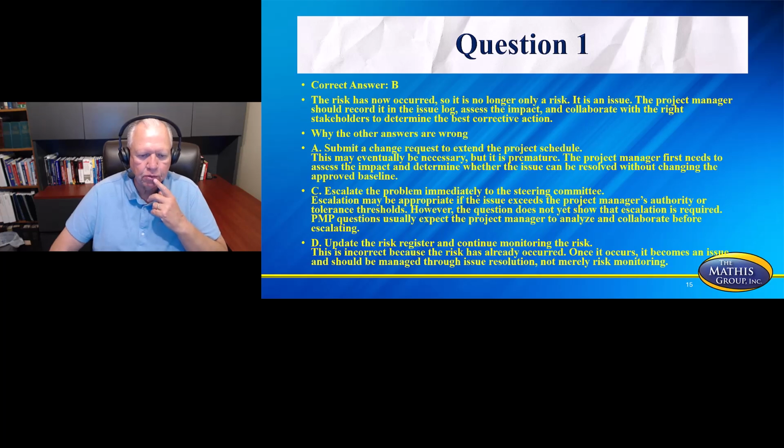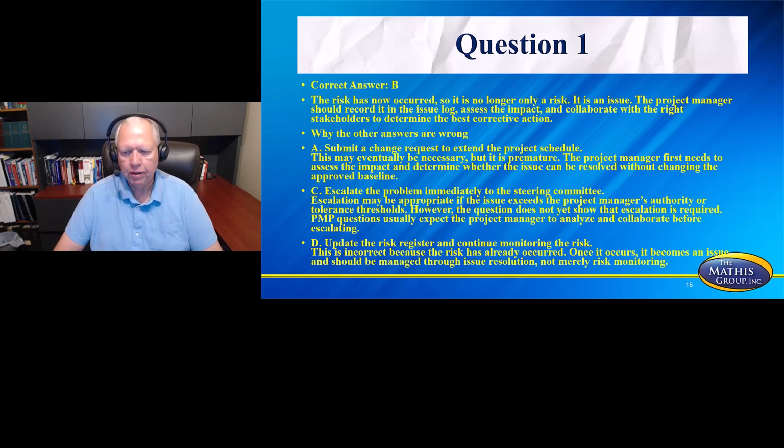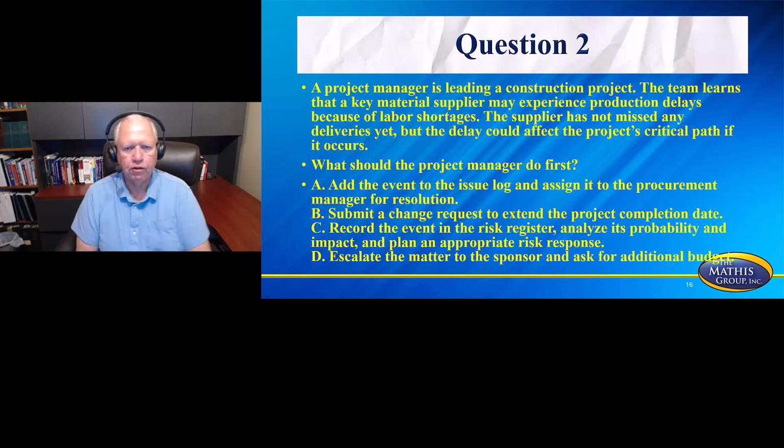And then D, update the risk register and continue monitoring the risk. This is incorrect because the risk has already occurred. Once it occurs, it becomes an issue and should be managed through issue resolution, not merely risk monitoring. Let's go to the second question.